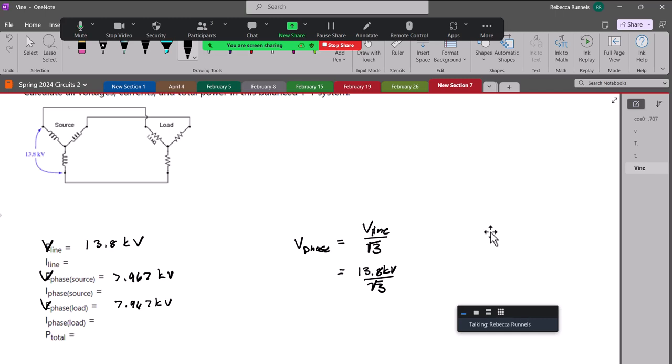So now that we know what the phase voltage is, we can find the phase current. And so the phase current will be the phase voltage over 1.5 kiloohms. So that would be 7.967 kilovolts over 1.5 kiloohms, which is 5.312 amps.